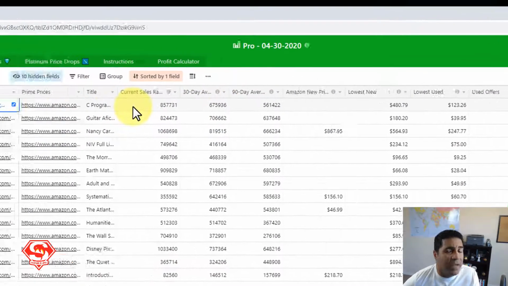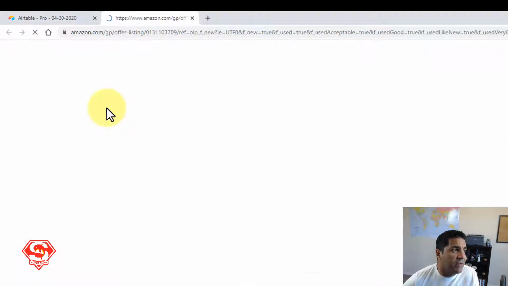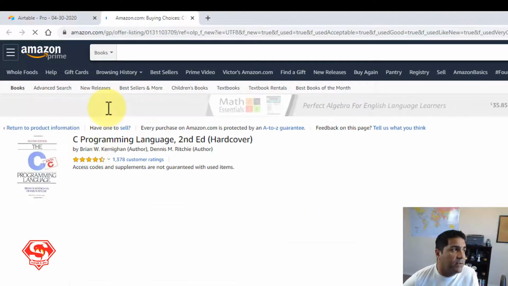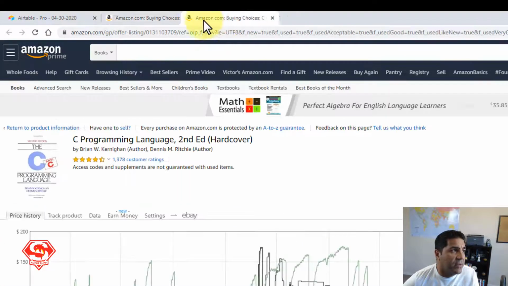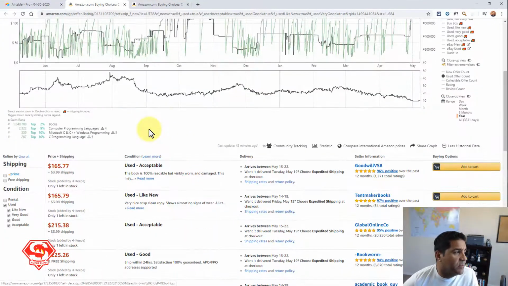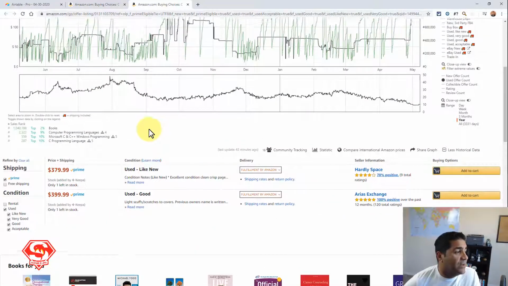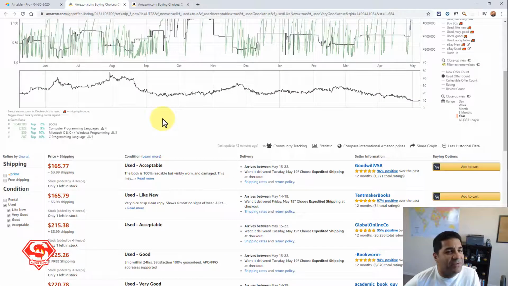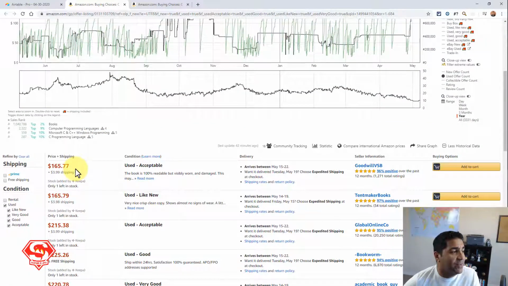So to look at the book on Amazon, you would click on this. This will be the low price, and it'll pop up for you. And let me go back and click on the prime price. I usually like to have the low price on the left. All right, let's take a look at this book. Wow, okay, I'm going too quick already. I know I am, I have to slow down. All right, so these are the low prices. Now the lowest price is $165.77.